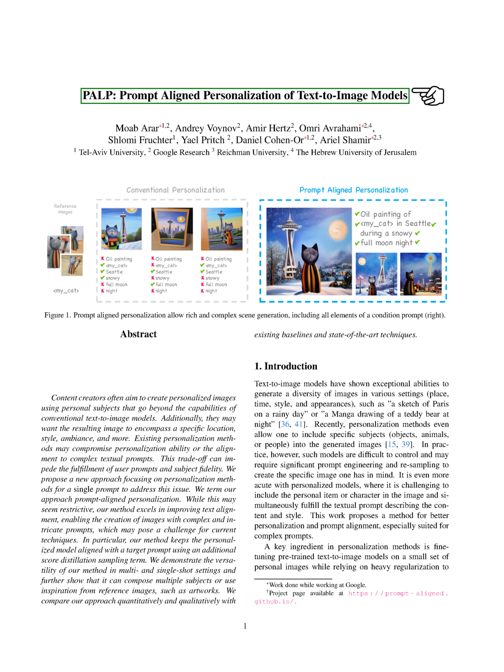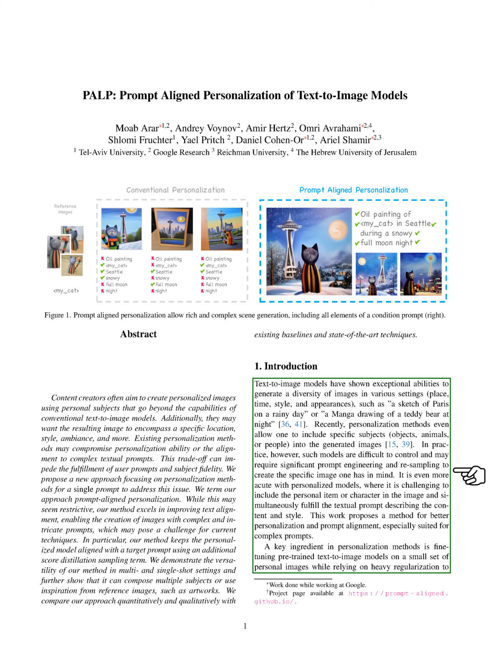Section 1 Introduction. We're going to talk about a new approach to text-to-image models, which are computer programs that can create a wide variety of images based on text descriptions. These models can generate images of different places, times, styles, and appearances, like a sketch of Paris on a rainy day or a manga drawing of a teddy bear at night.